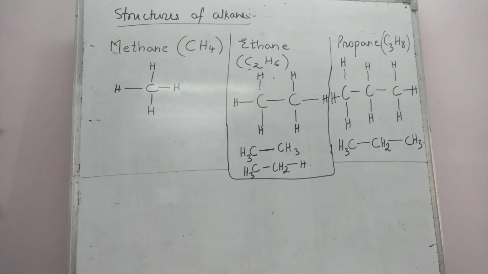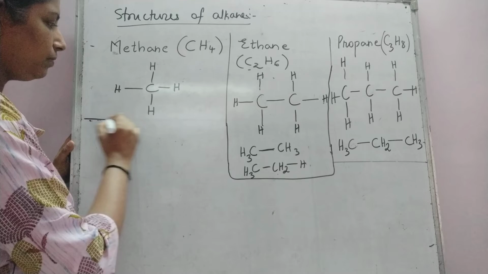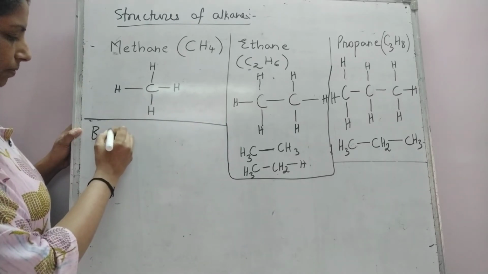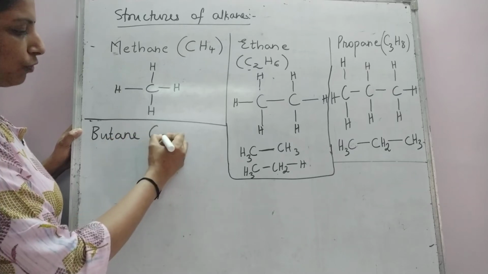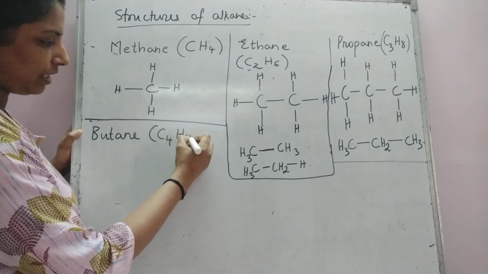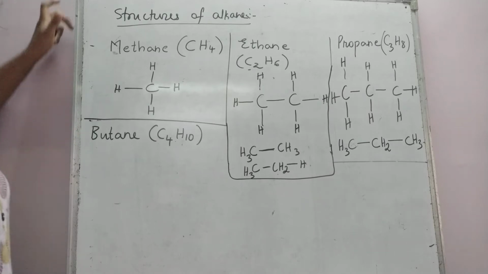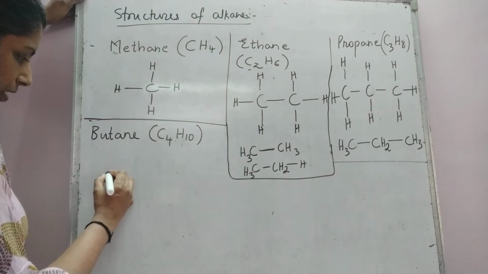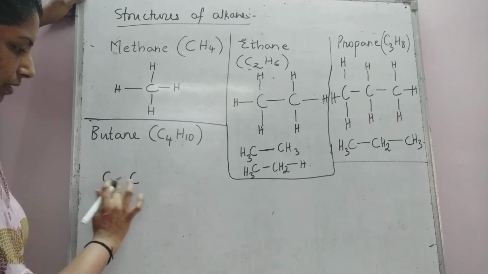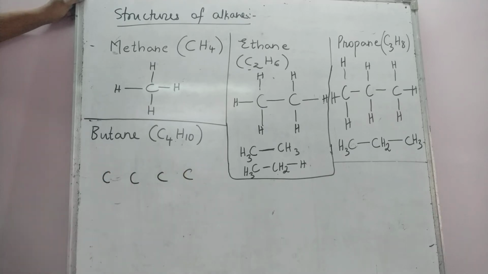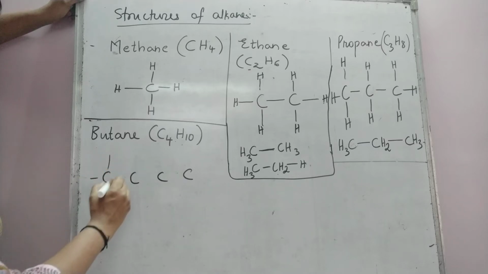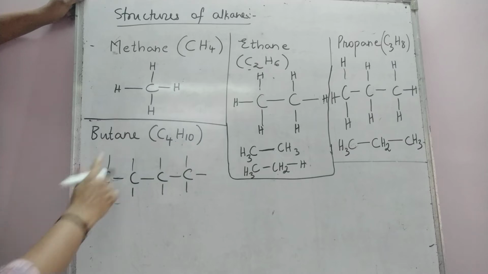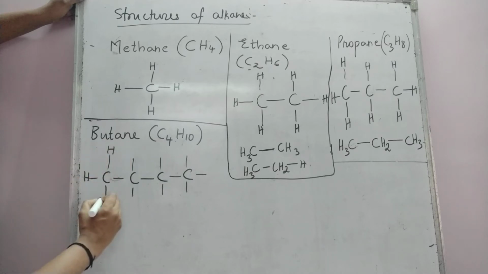Going to the next compound, that is butane. Now the formula of butane is C4H10, wherein there are 4 carbon atoms. So I will write 4 carbon atoms. Each one has got 4 single bonds around it. Put hydrogen atoms.